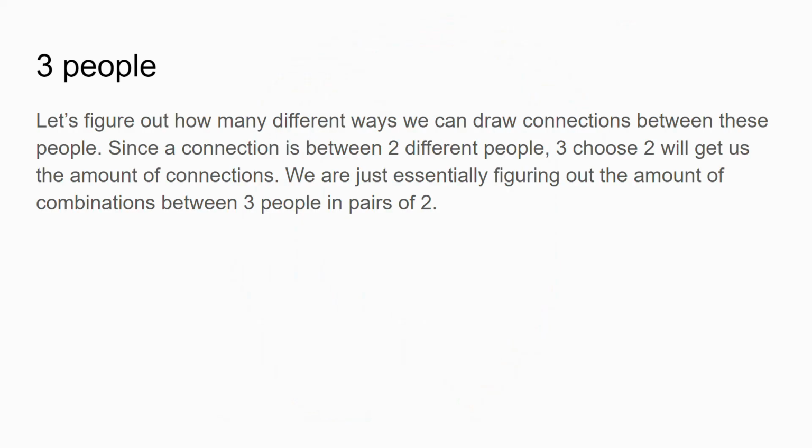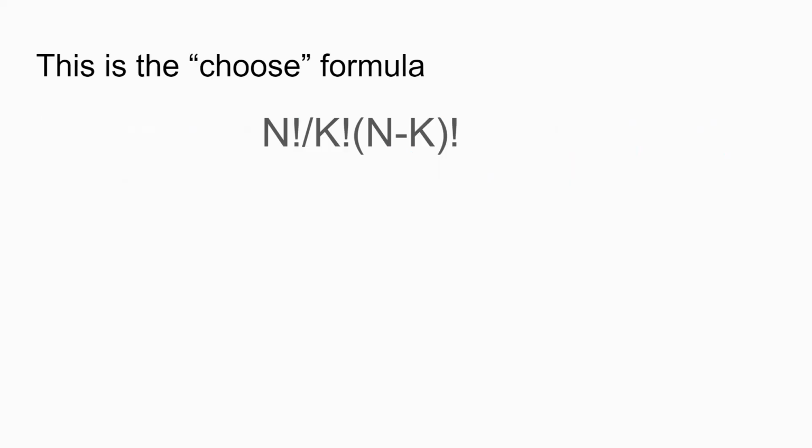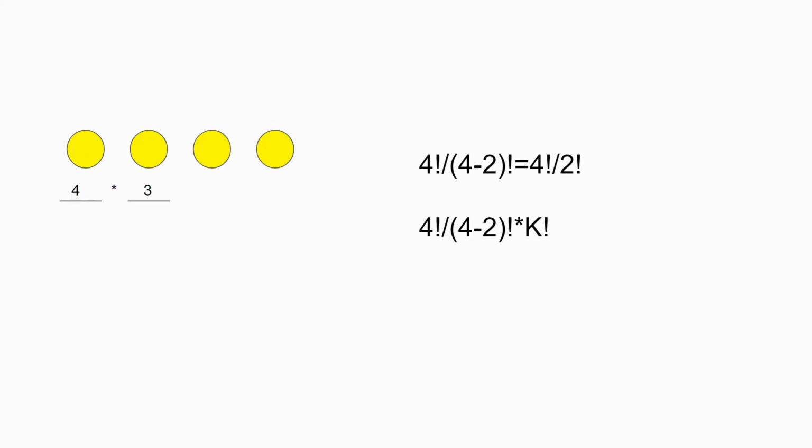First, imagine 3 people in a room. Let's figure out how many different ways we can draw connections between these people. Since a connection is between 2 people, 3 choose 2 will get us the amount of connections. We're essentially figuring out the amount of combinations between 3 people in pairs of 2. This is the choose formula: n factorial divided by k factorial times n minus k factorial. Imagine n as 3 and k as 2.